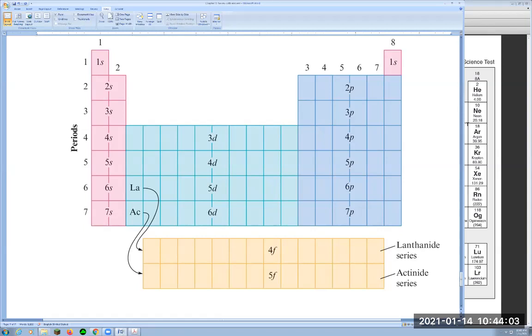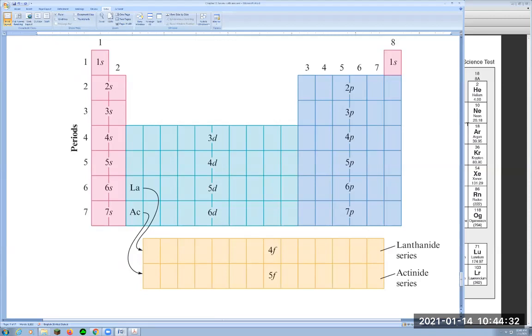The f subshell contains 7 f orbitals times 2 electrons each. That's 14 electrons that you can put in an f subshell. And that's why those 2 rows here at the bottom, the lanthanide series and actinide series, have 14 columns. 14 because you can put 14 electrons in total in an f subshell.